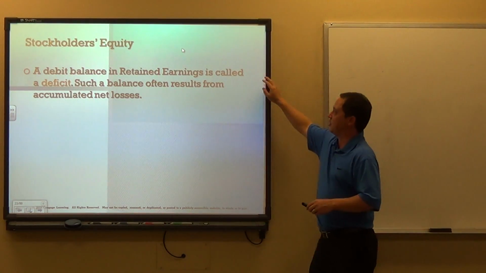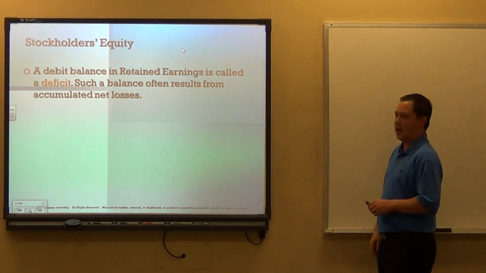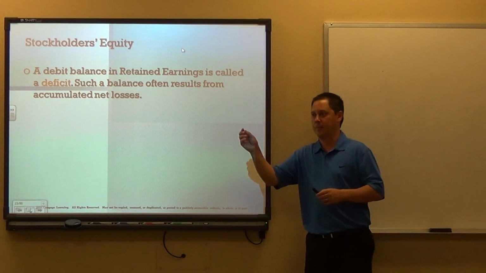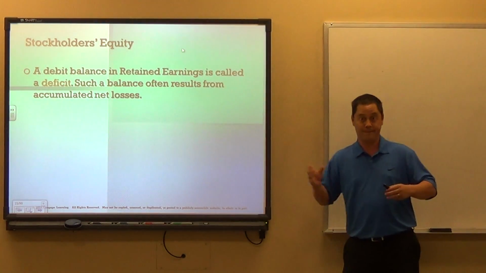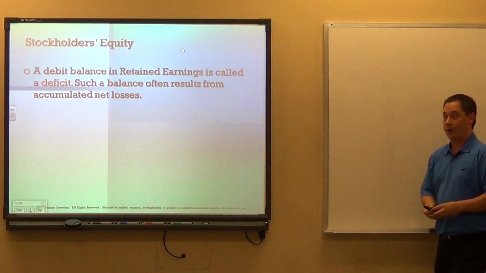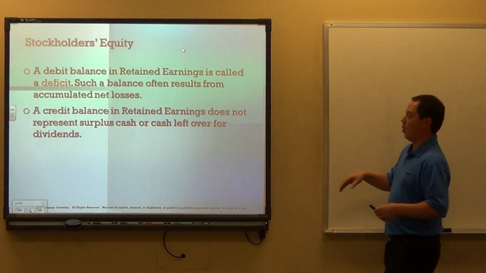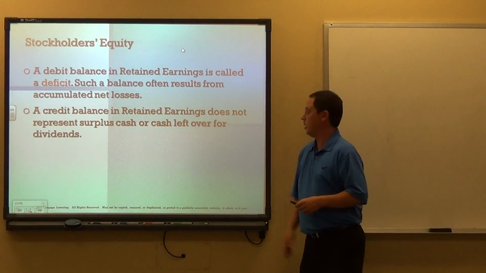All right, so a debit balance in retained earnings is called a deficit. Not good. We don't want that. That means we're losing, so we're accumulating losses. That's a bad thing. That means we're going to have to pull money from somewhere else. We need to put more stock out there or increase the value of our stock. So we really don't want to have that. We really want a credit balance there.